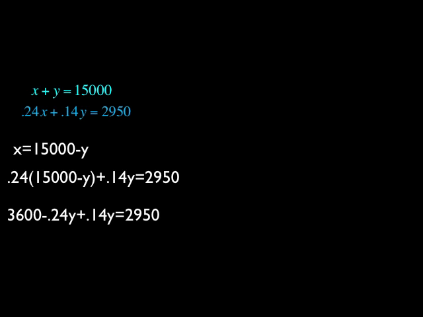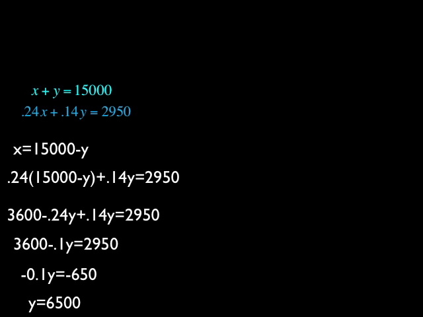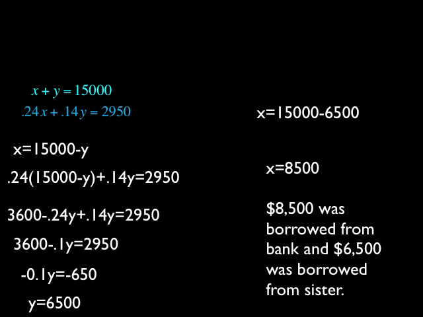Then I have like terms, the negative 0.24y and plus 0.14y would give me a negative 0.1y. All the other numbers stay the same. Subtract 3,600 from both sides. So we get negative 0.1y equals negative 650, and y is equal to $6,500. Plugging back in for x, we get x is 8,500. So we have 8,500 was borrowed from the bank, and 6,500 was borrowed from his sister. And that is the last example. So good luck. Let me know if you have any questions, and have a good break.